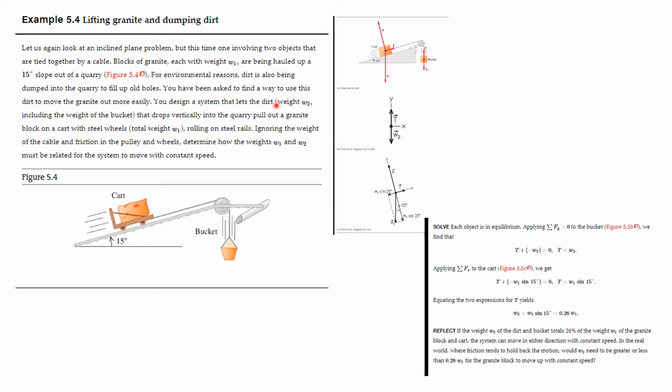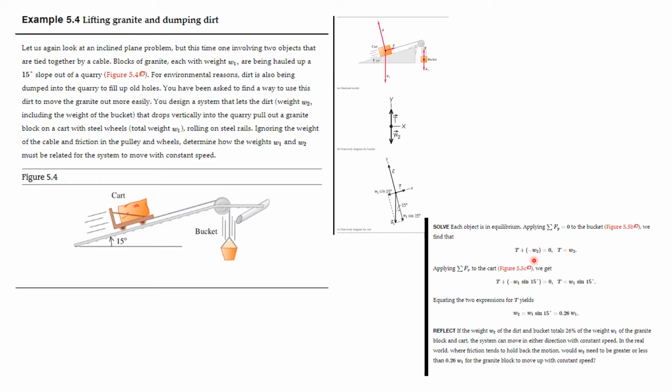So you design a system that lets the dirt weight, and this is weight W2, and that includes the weight of the bucket, drop vertically into the quarry, and that pulls out the granite block on the cart. And the total weight of this, including the cart, is W1, rolling on steel rails. Ignoring the weight of the cable and friction in the pulling wheels, determine how the weights W1 and W2 must be related to move at constant speed. Now, constant speed means we're in equilibrium.